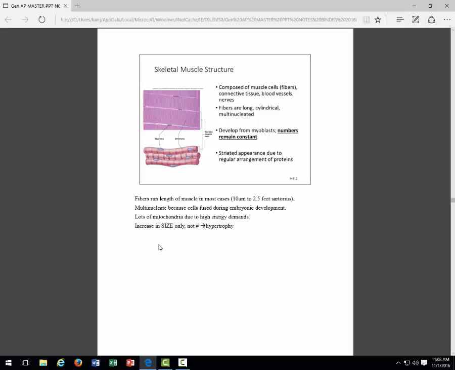So when we talk about an increase in size in anatomy and physiology, you're going to see this word hypertrophy. Hypertrophy, hyper means high.